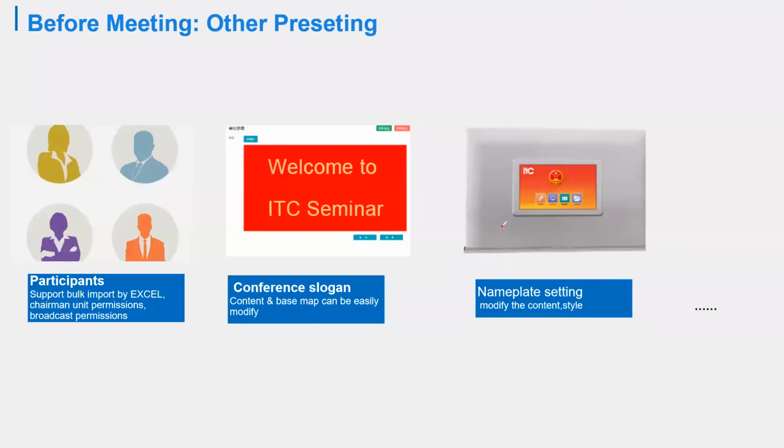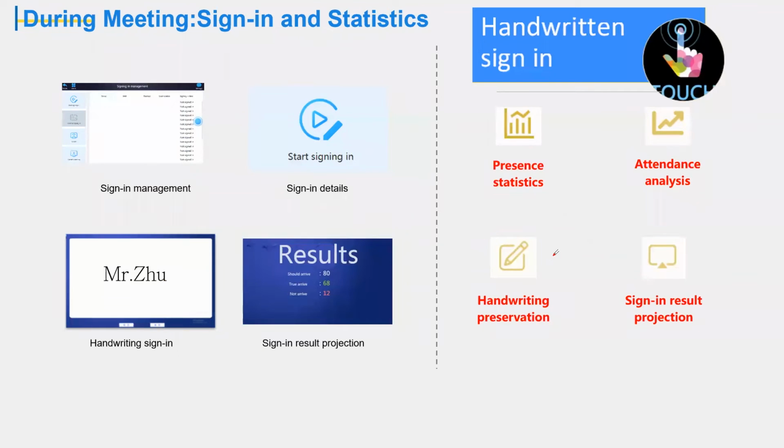And we also provide a double screen lifter. So in the back of the main screen, there will be a nameplate, and then you can set the name on the nameplate. Next one, during the meeting, we will need to do some signing or voting. So in this system, we support signing management, signing details, and handwriting signing. And the manager can check the results from the control PC.